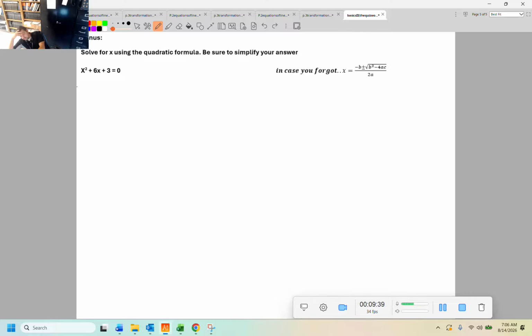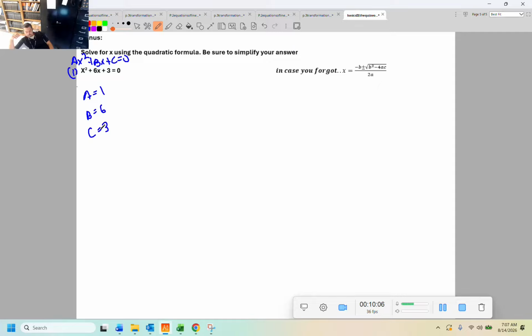Now, where do I get a, b, and c? I get a, b, and c from knowing what's called standard form of a quadratic, which is ax squared plus bx plus c equals 0. A is the understood 1 that's in front of x squared. B is the number in front of x, which is 6, and then C is 3. A is not 1x squared. A is 1. It's a number. That's what she is.